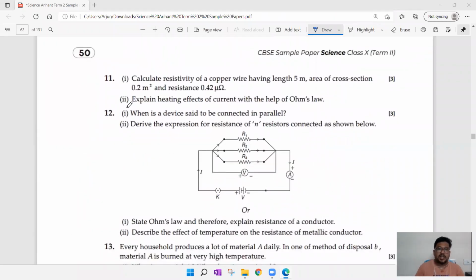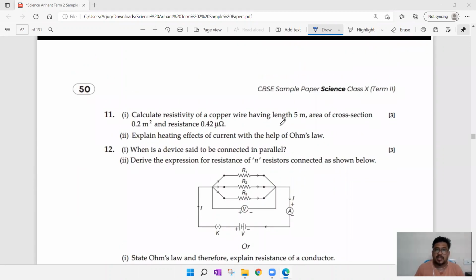Eleventh question: calculate the resistivity of a copper wire having length 5 meter, area of cross section 0.2 meter square and resistance 0.42 micro ohm. Fine. So what we have to find is resistivity. First of all, we know the formula R is equal to rho L by A. We have to find the rho value. Rho is equal to R into A upon L: A is dividing, so if it goes that side, it will multiply, and L is multiplying, so if it goes that side, it will divide. What is the R value? They have given 0.42 micro ohm.